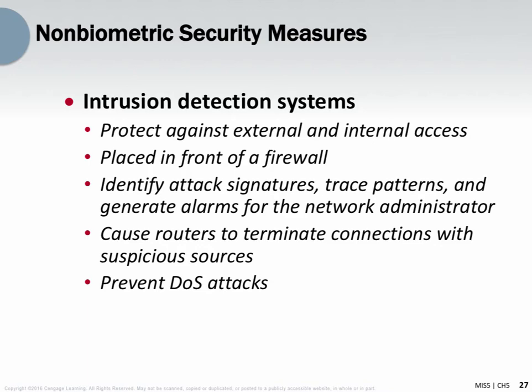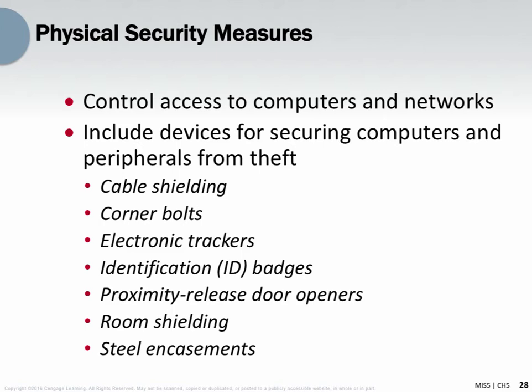Also, we have some physical security measures. Now we've moved off of the biometric, non-biometric. Now we're in physical. And these are things we can do to the actual hardware to protect it. We can shield the cables. We can bolt the hardware down. We can make people use identification badges and track where our staff is. We can make people have to be in a certain proximity to doors for them to open, and steel encasement. So in essence, these are the physical things.